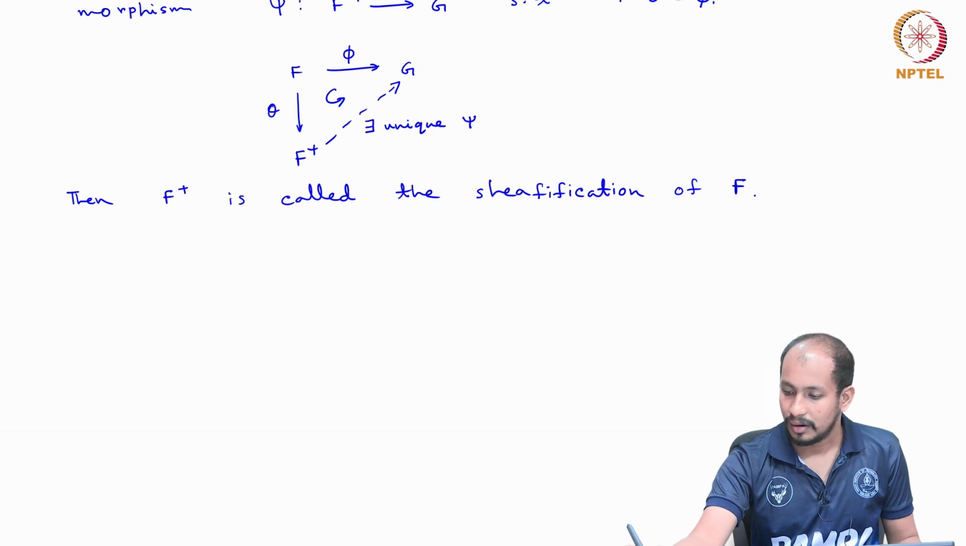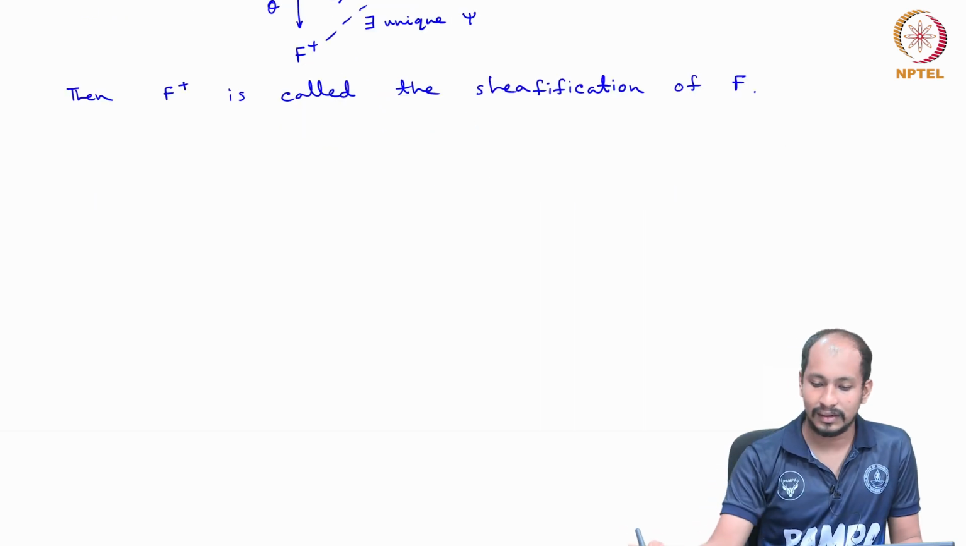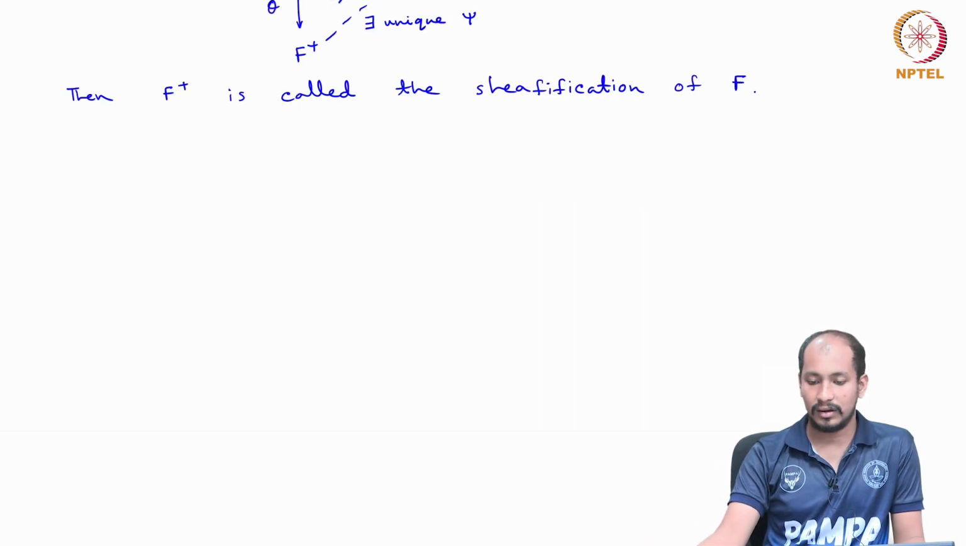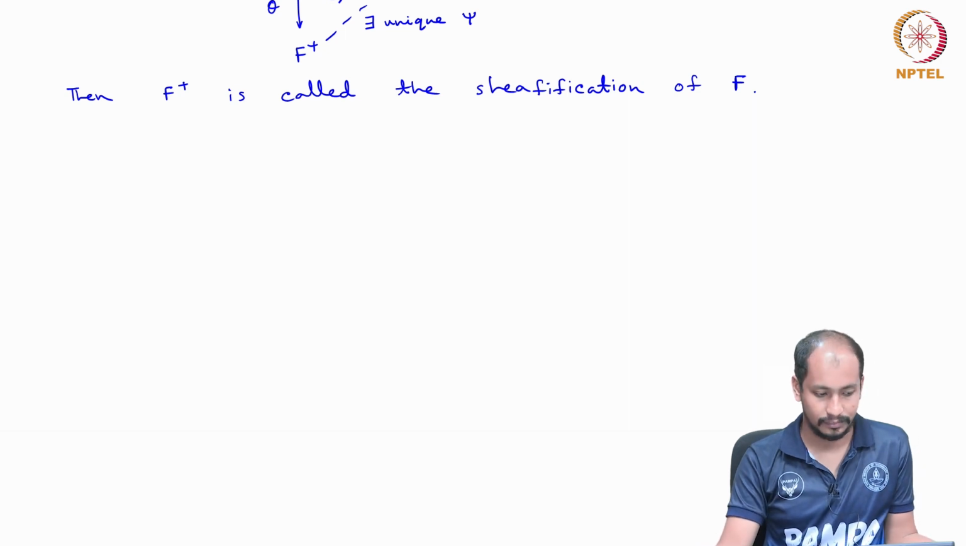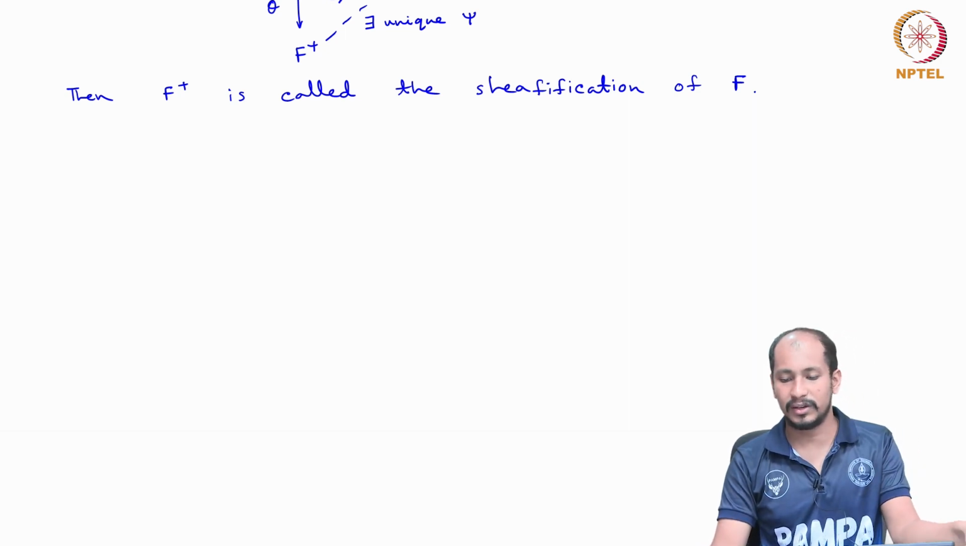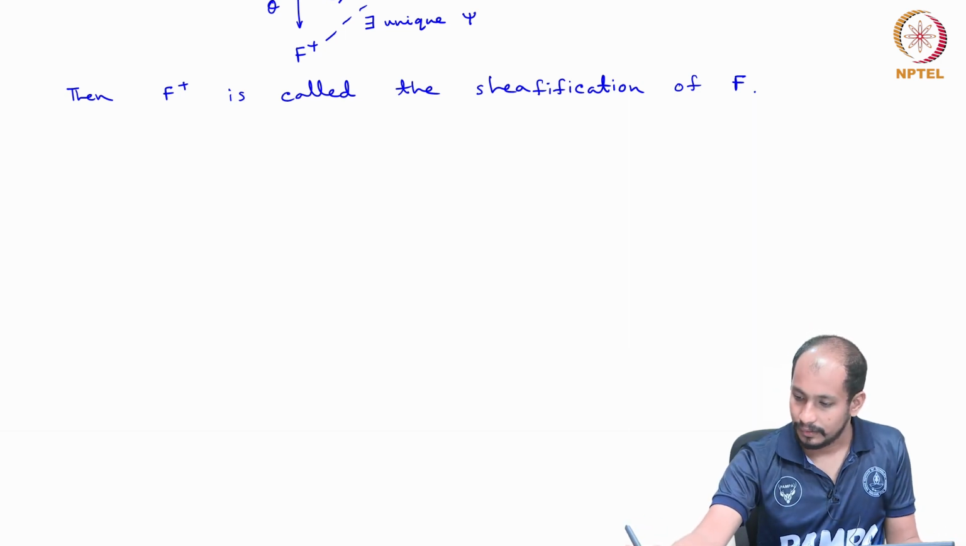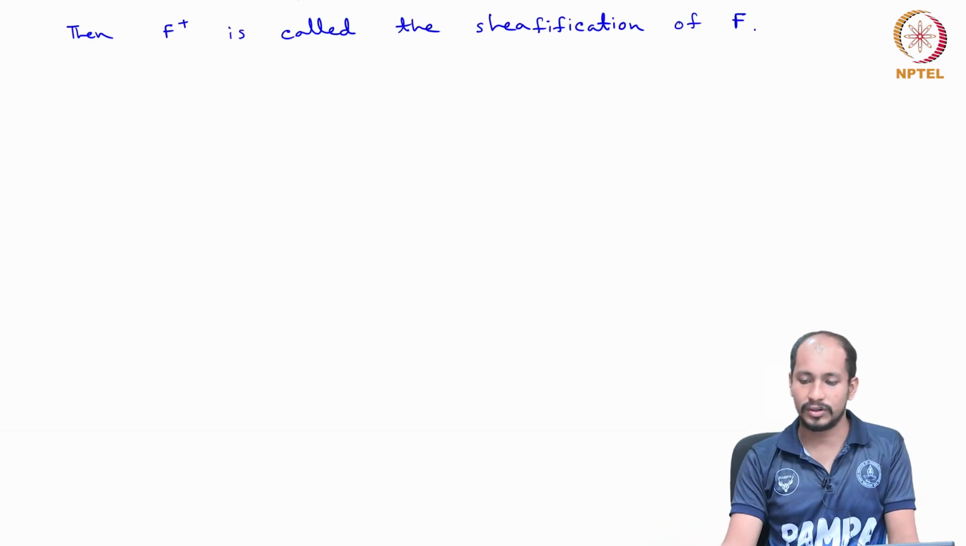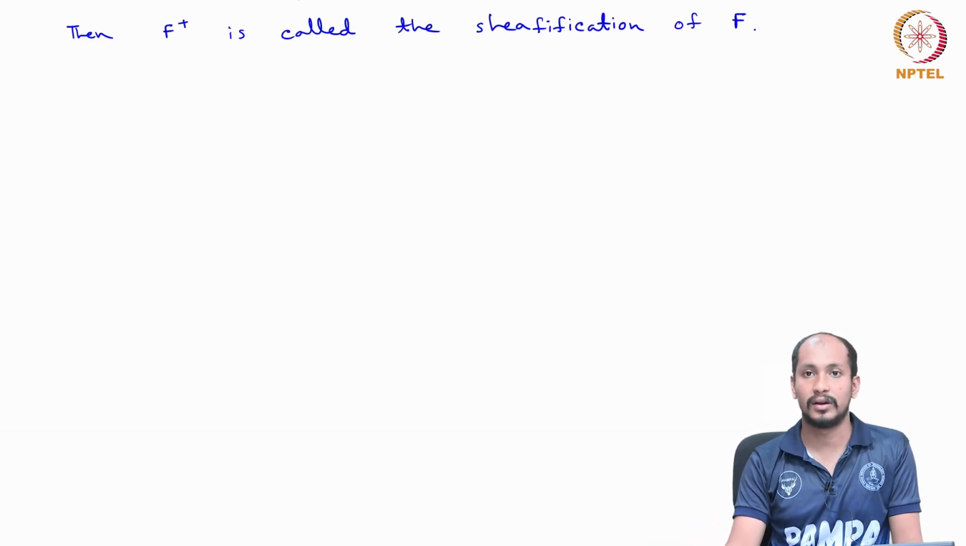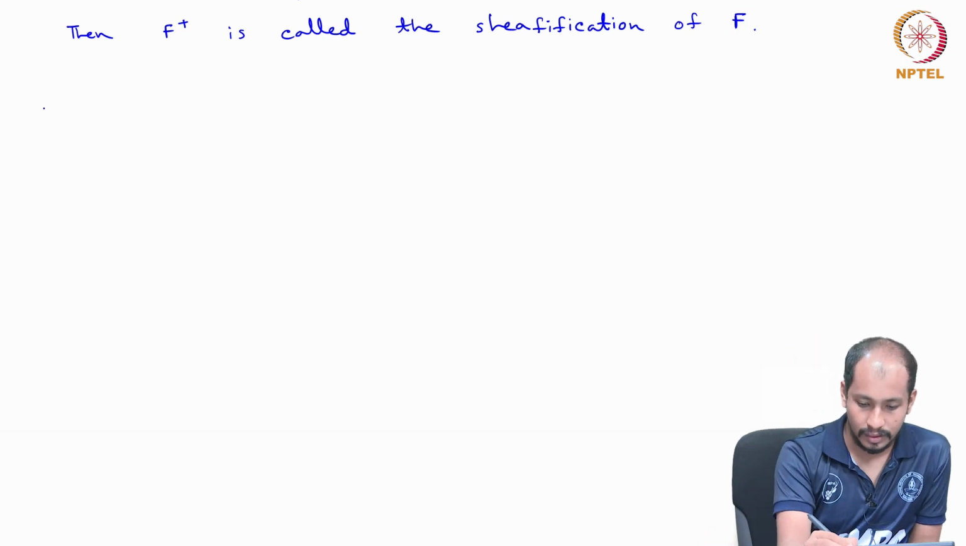Now, I will show that such a sheafification of a pre-sheaf exists, okay, and it will be unique. It follows from the universal property, okay. Existence. For that, I will introduce the concept of Etale space of a pre-sheaf, okay.